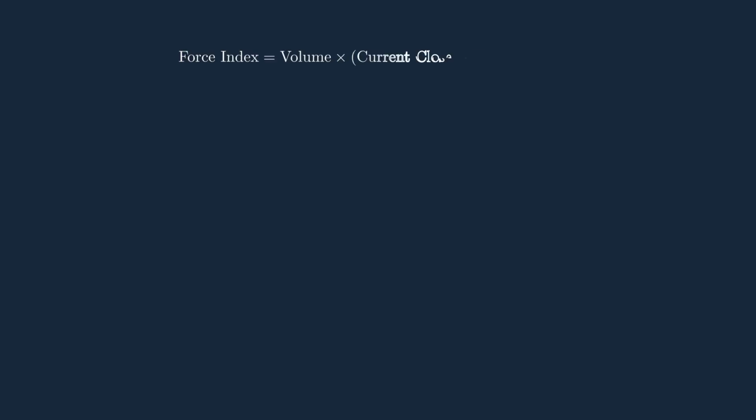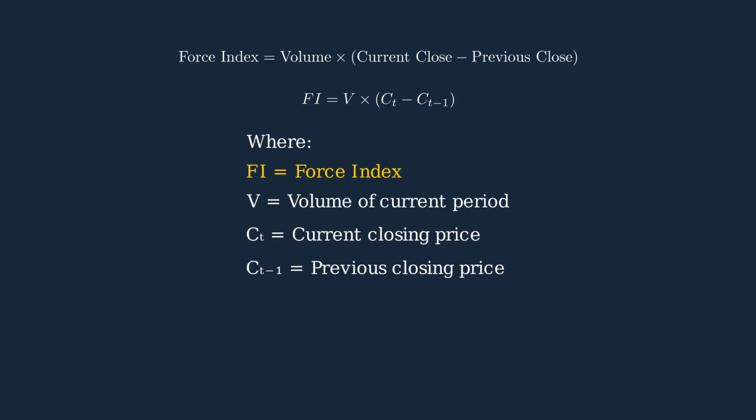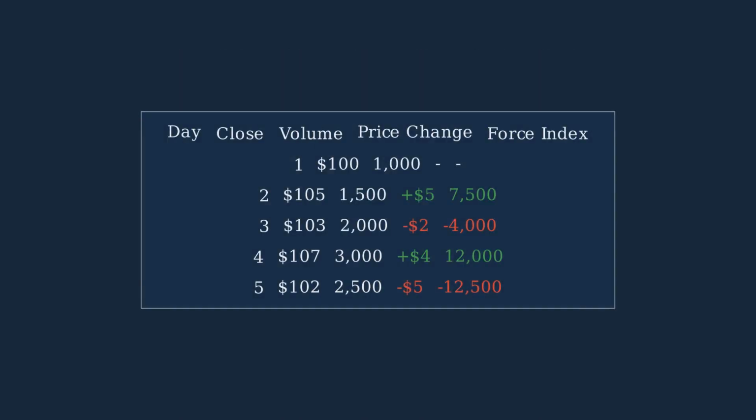The Elder Force Index is calculated using a remarkably simple formula that captures both price change and trading volume. The formula multiplies the volume of the current period by the price change from the previous to current period. Let's look at a practical example using 5 days of trading data to see how the Force Index is calculated.